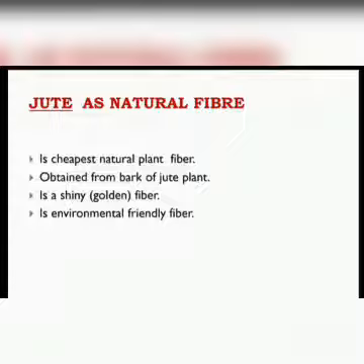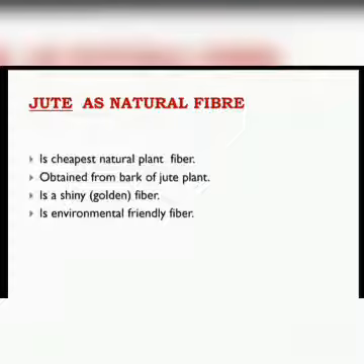It is a shiny golden fiber, means its fibers look like the shine of gold. Suppose the field of jute looks like a gold field, means their shine is golden in nature. It is also an environmental friendly fiber, means it is a friend of the environment. You can see in the figure the jute field, that is the golden fiber.